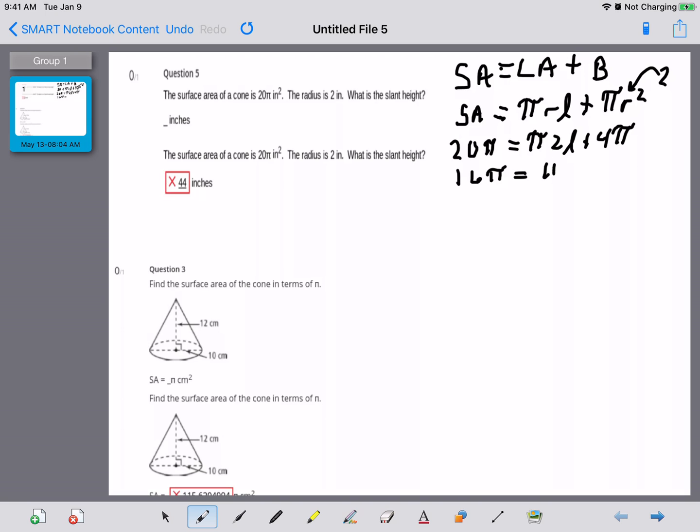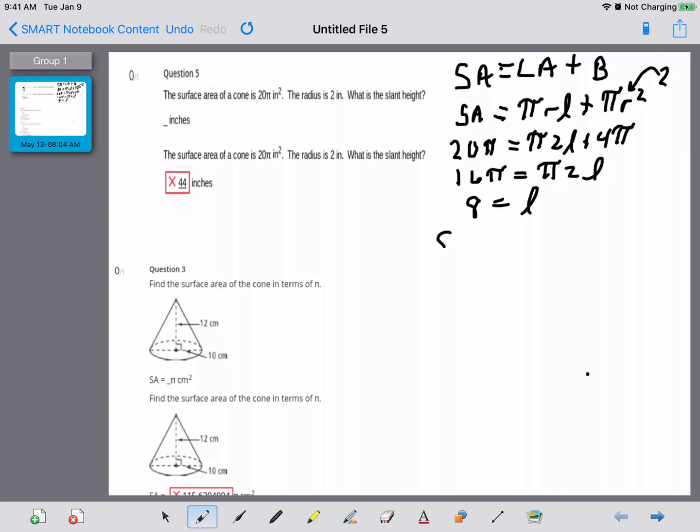And I get pi 2L. Now, the next thing I'm doing is divide by 2, and I've got 8, and I'm going to divide by 2 pi, so I just got 8. All right, 8. So my slant height is 8. Okay, and just to make sure, to show that it works, we put it back in.